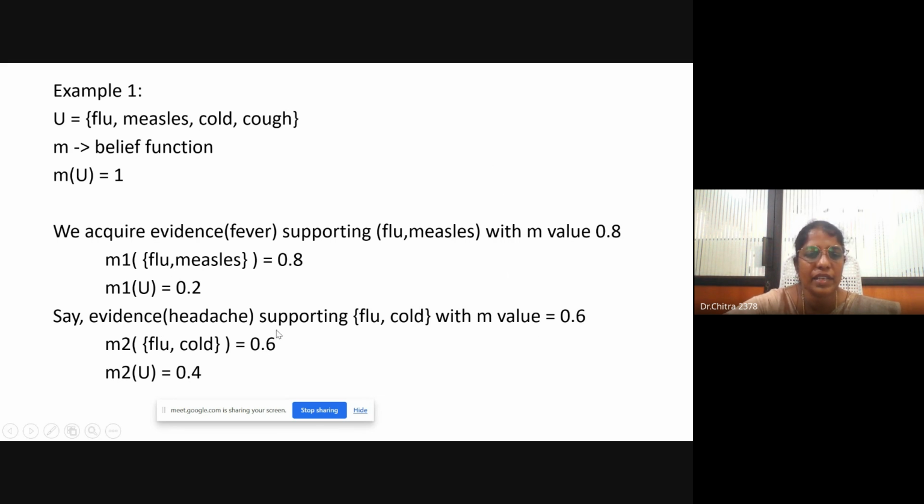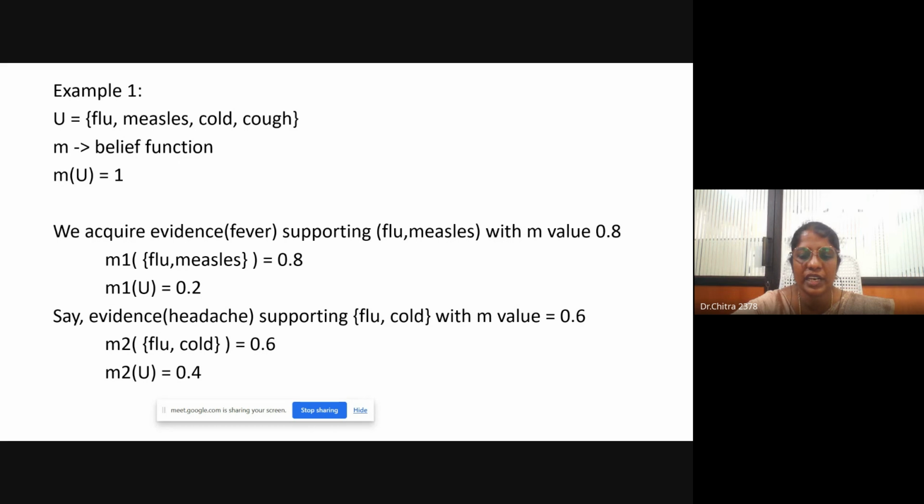In the same manner, it's given that flu and cold, the M value, equals 0.6, and the uncertainty for this one is 0.4. These values are given. When you add M1 and M of U, you'll get 1. If you add these two functions, the belief and the uncertainty function equal 1. So here two things are given. From this, by using DST theory, we are going to conclude the proof.